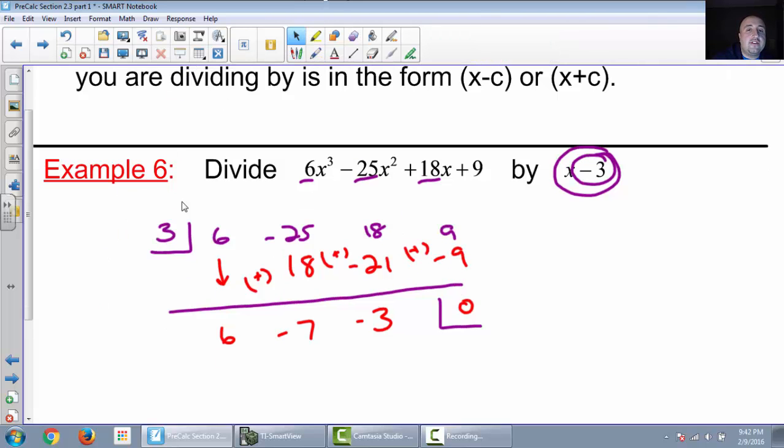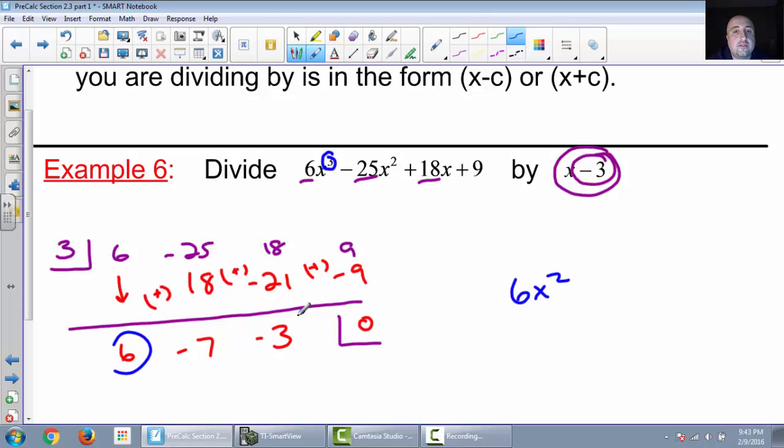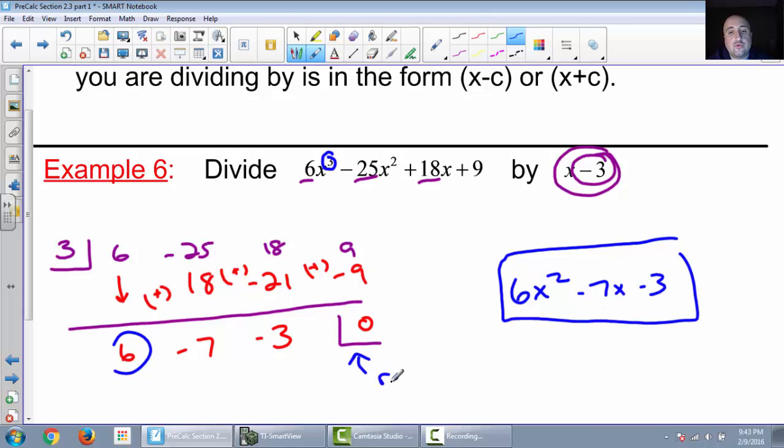All right, so once we have this synthetic division done, we need to be able to write our answer out. So how do we write that? Whatever exponent you start with, you're going to drop it down 1. So we're starting with an x cubed, so we're going to drop our answer down to an x squared. So here are our coefficients. We have 6x squared, and then I go to x, so minus 7x, and then minus 3. It has no remainder, so I don't need to write anything else. This right here is your remainder. We do not have one for this one, so I don't need to put anything after my problem. So these are the coefficients of our answer, and we always drop down 1 exponent.